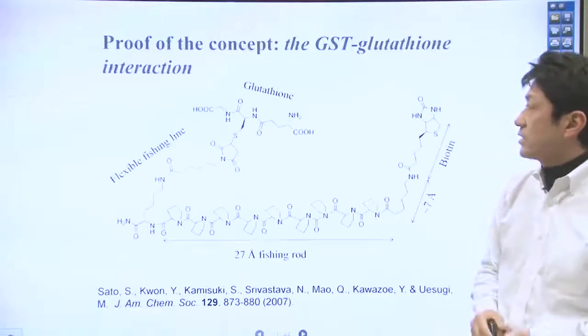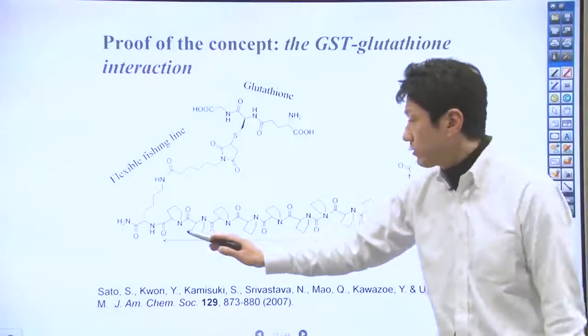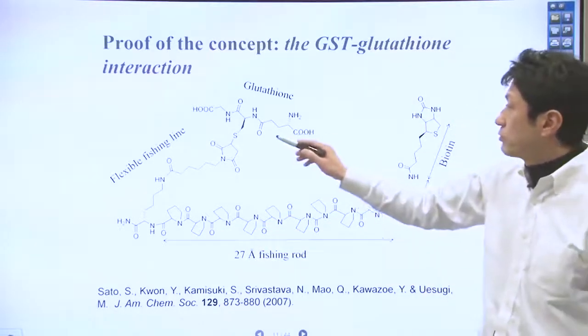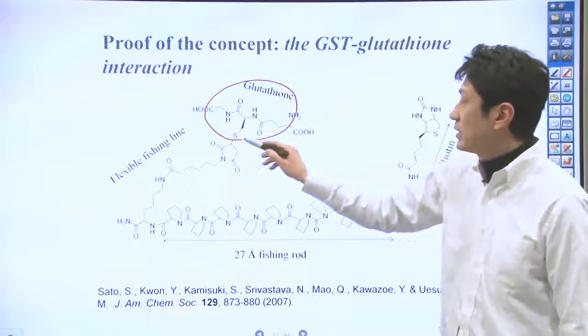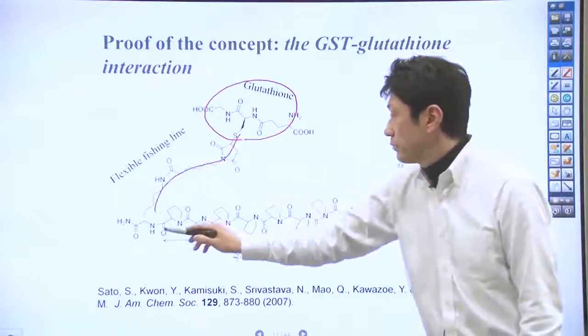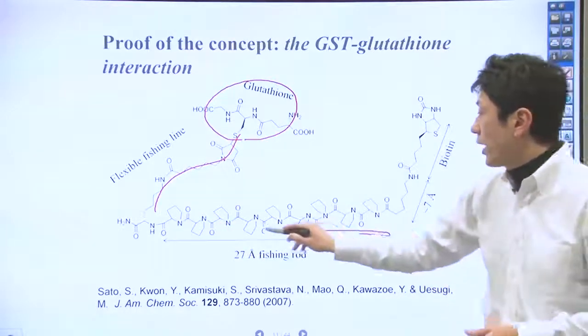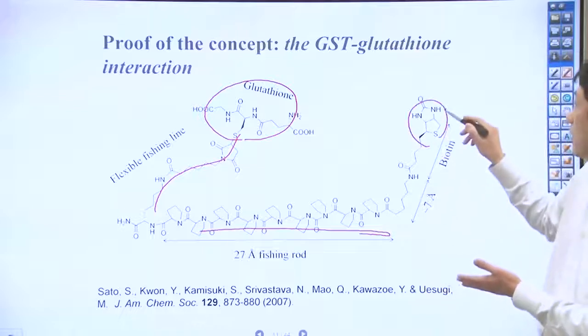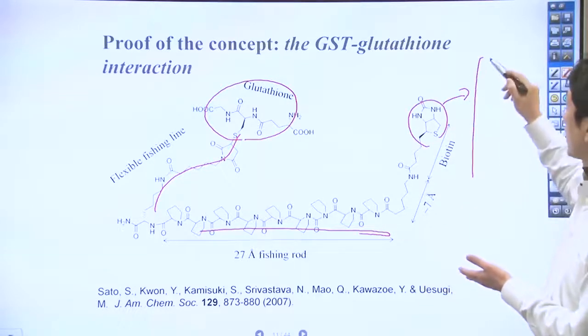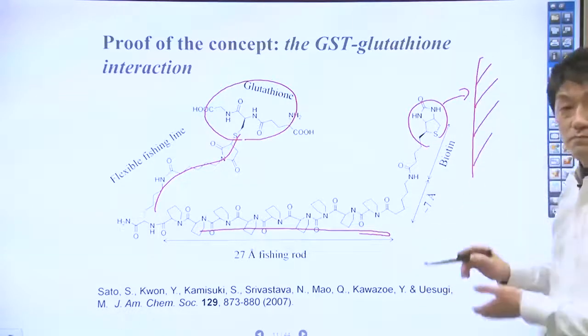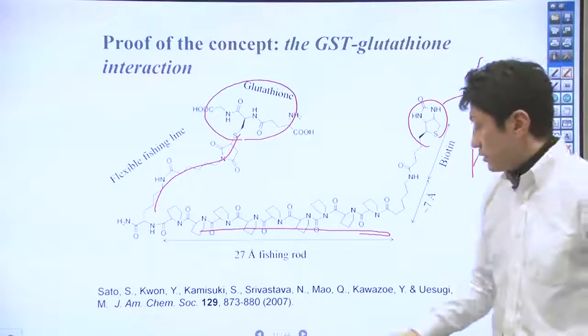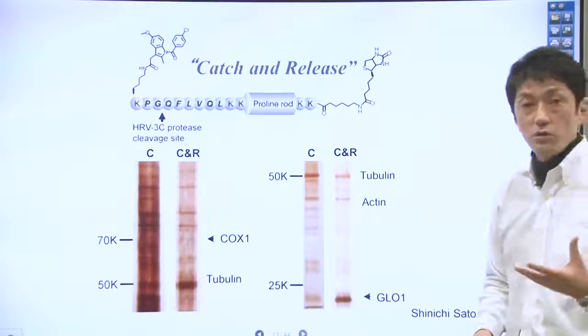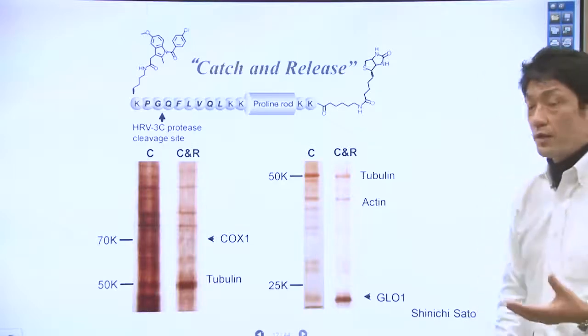Then we synthesize this. Here's a fishing rod-like molecule. We put the glutathione as a bait, the fishing line here, polyproline rod to cast the bait away, then biotin that binds to avidin agarose, avidin beads. Then we actually use this technology for target identification.